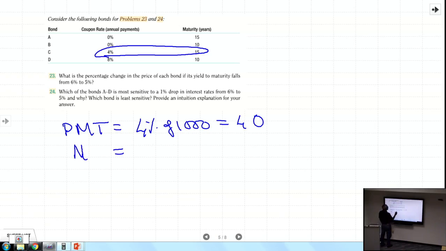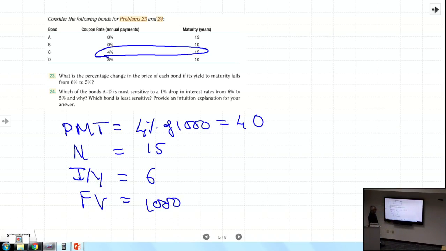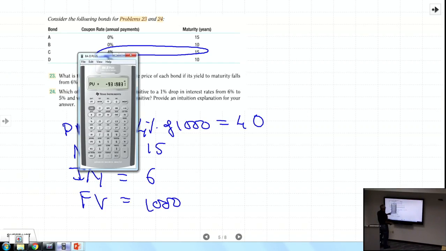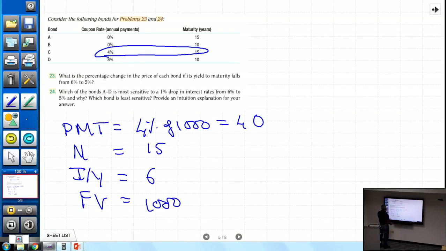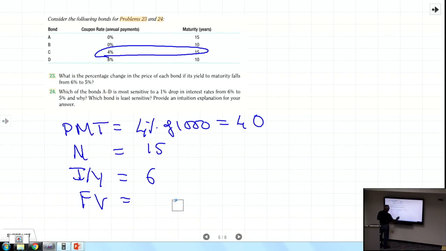N is going to be 15. Yield to maturity initially is 6%, and future value is going to be 1,000. We'll assume a future value of, we could do 1,000, we could do 100, doesn't matter. So let's use 100, because I think the book tries to use 100 as the number. So we'll use 100 as the future value, or the par, or the face value, or the par value of the bond. So once we have this, we can compute present value.